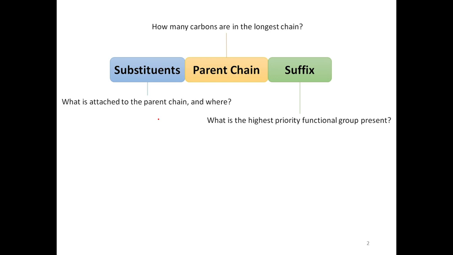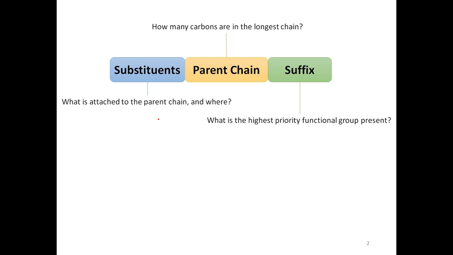What is IUPAC nomenclature? IUPAC nomenclature is nothing but the nomenclature of organic chemistry, and it's a method of naming organic chemical compounds which is recommended by the International Union of Pure and Applied Chemistry.